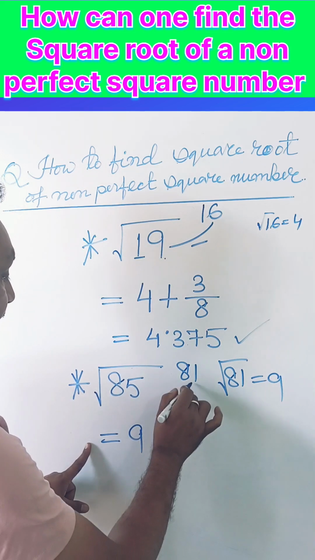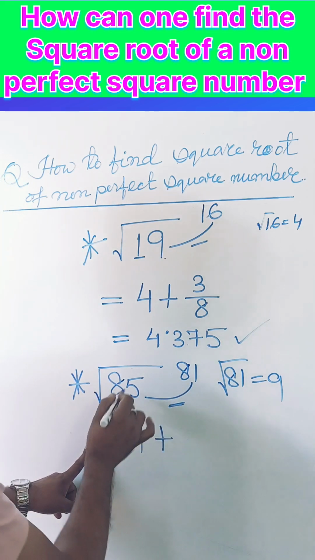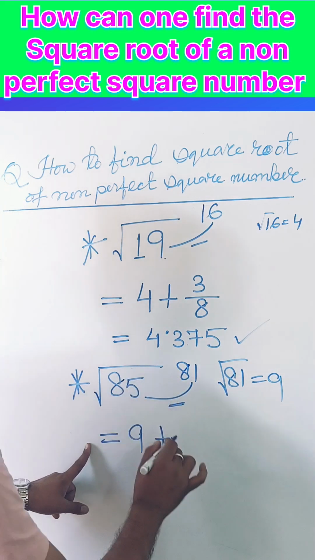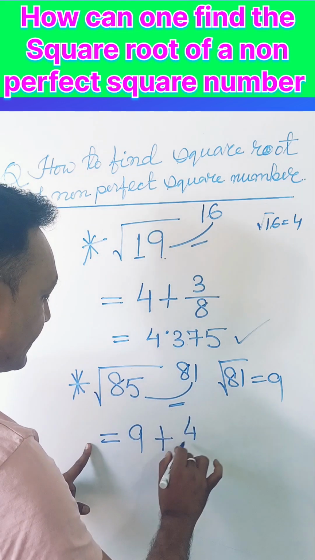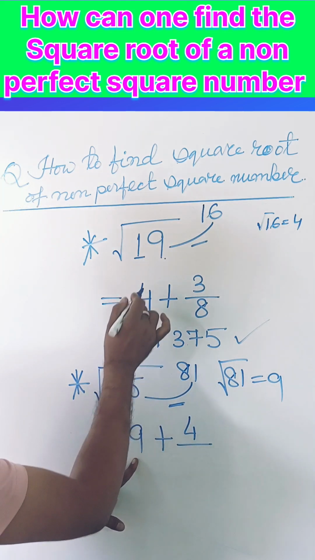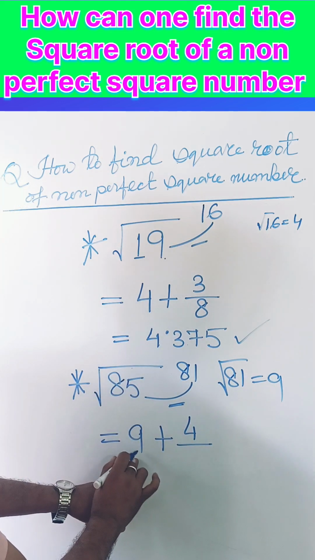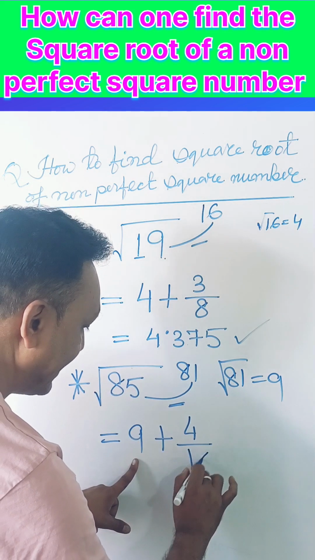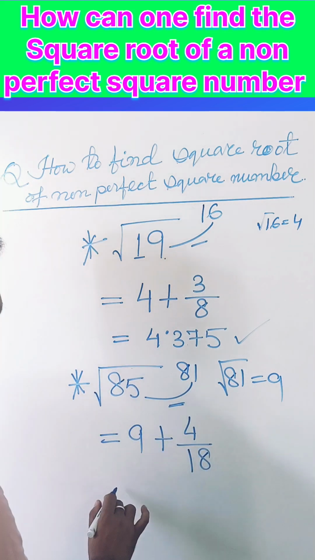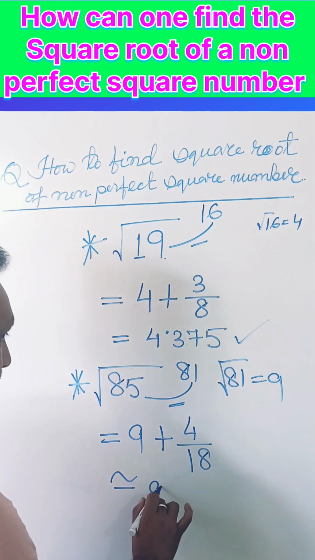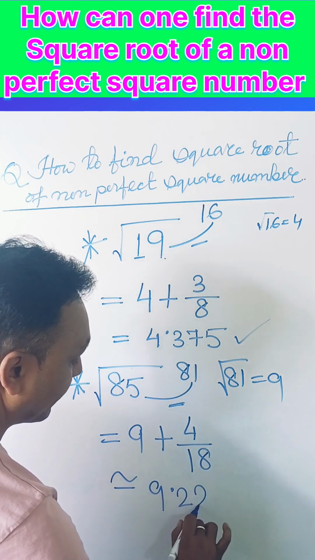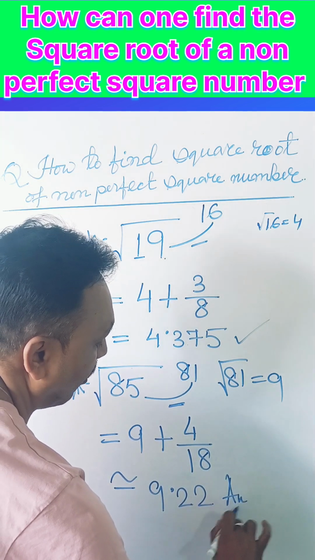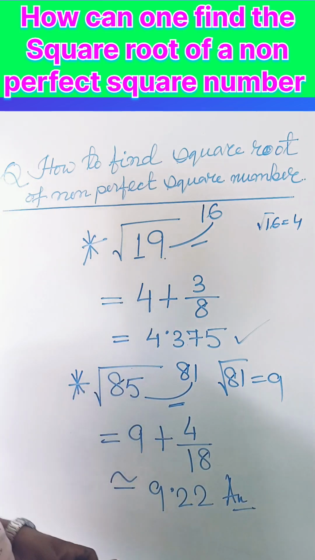Then plus sign, take the difference. 85 minus 81 will give you 4, right? Now, same thing here: you have to multiply by 2. That is 9 into 2, which gives you 18. You have to write that in the denominator. If you simplify this, you will get approximately 9.22. So this is the answer for the square root of 85.